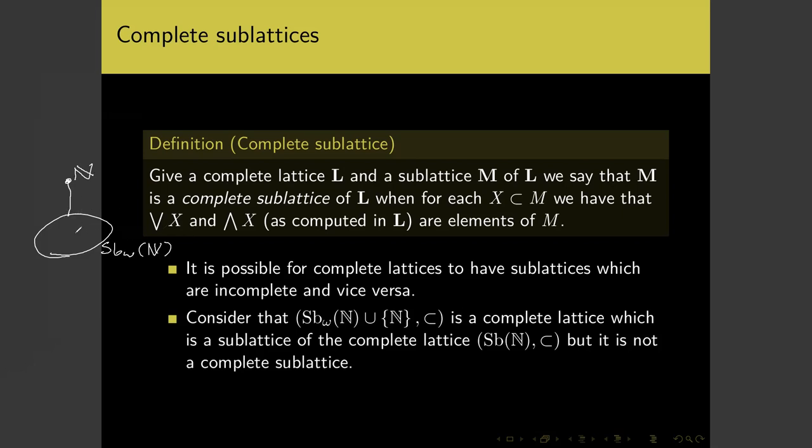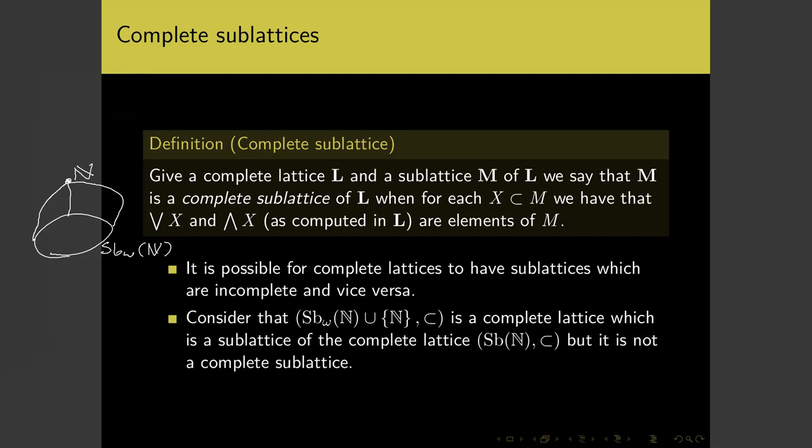this is a complete lattice, as we discussed previously, which is a sublattice of the lattice consisting of all subsets of the natural numbers. And all of the subsets of the natural numbers also form a complete lattice with the usual ordering. However, this thing is not a complete sublattice of this thing. And the reason is what we already discussed. If I'm looking in this lattice and I compute the join over all natural numbers of all of these initial sections, oh no, that's actually still giving me the same answer.